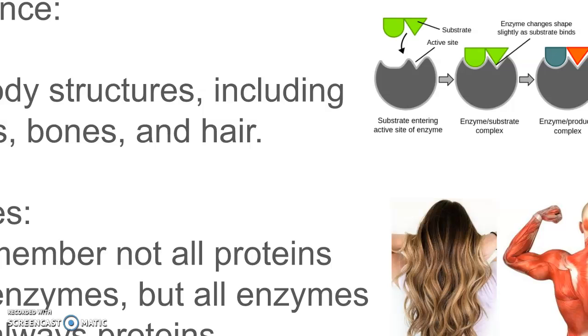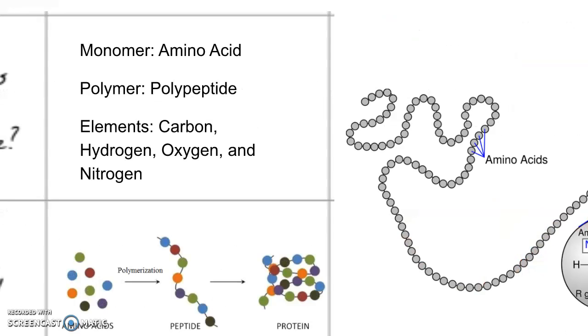Proteins, the importance, most body structures, including muscle, bones, and hair. Enzymes, remember, not all proteins are enzymes, but all enzymes are proteins. The structure of a protein, we have amino acids, and the polymer being polypeptide. And the elements are CHON, so carbon, hydrogen, oxygen, and nitrogen. So carbs and lipids were both CHO, and then now in protein we got CHON.